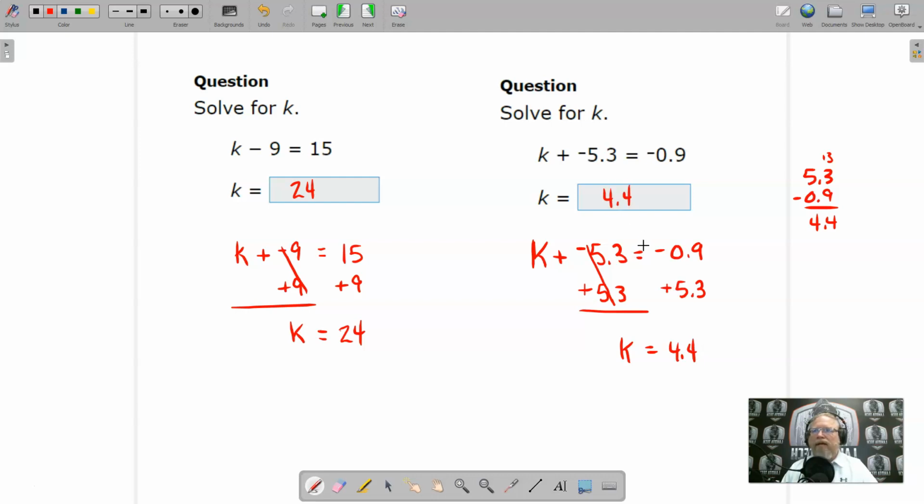4.4 is our answer. And does that make sense? If we put in 4.4 up here and then subtract 5.3, what do we get? Negative 0.9. Yep, we're taking away more than what we have, so we would definitely end up with a negative number. So we probably got our negative positive signs correct. So those are examples using addition and subtraction.